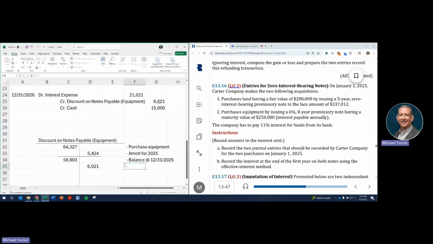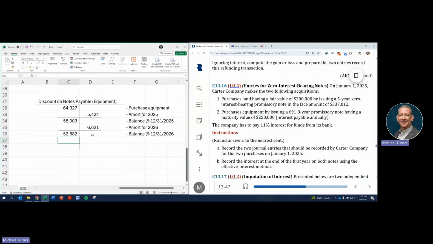And this is the amortization for 2026. And math for that will give me the balance at December 31st, 2026. So you can see we're slowly working our way towards zero on the discount on notes payable for the equipment. Let's just go ahead and fill this T account in.